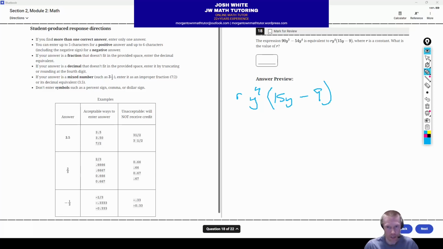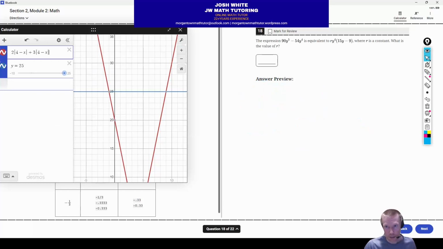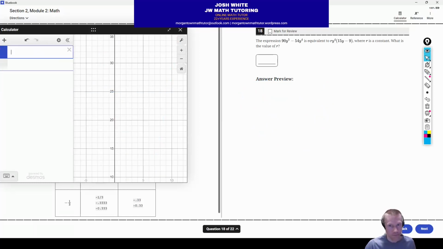But you also have this r here. So notice if you distribute this, you multiply these two together, r times 15, or 15r, has to equal 90. Similarly, r times -9, or -9r, has to equal -54. So solving either of these equations out, r must equal 6. So the correct answer to this is going to be 6. Now, here's how we could solve this problem entirely through Desmos.